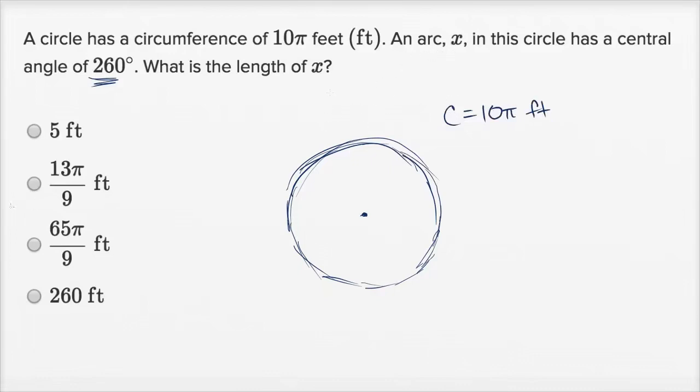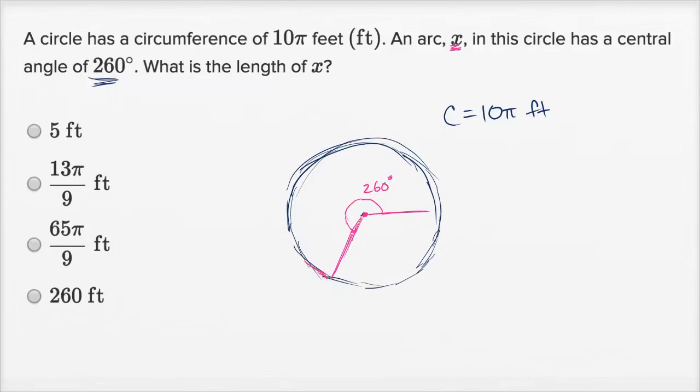Now you have an arc x in this circle that has a central angle of 260 degrees. So let's think about 260 degrees. If you go straight up, it'd be 90 degrees, then 180 degrees. If you were to go all the way here, you'd get to 270. So it's going to be right around there, and we just approximate. So that would be a central angle of 260 degrees. And this is the arc.